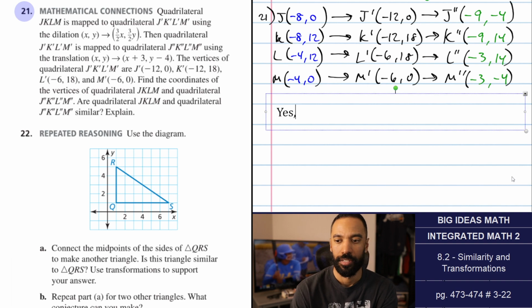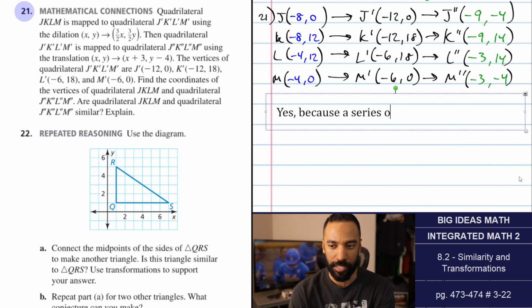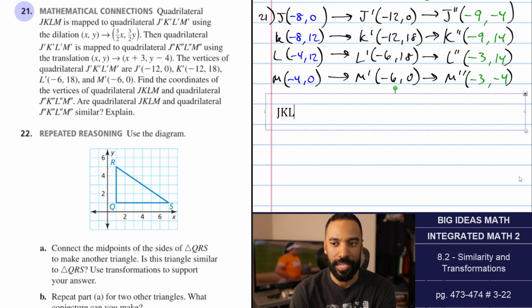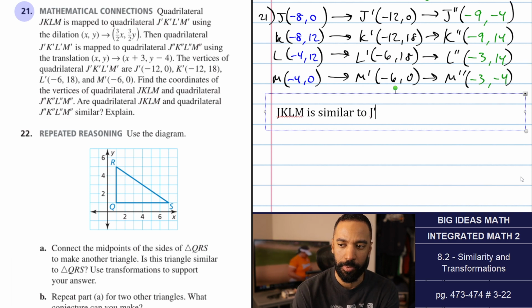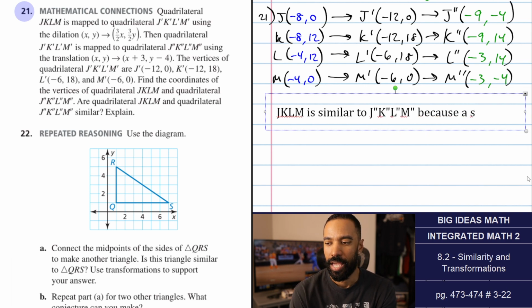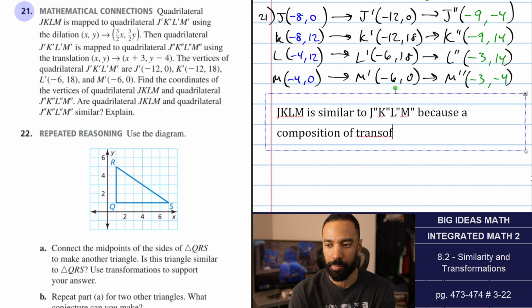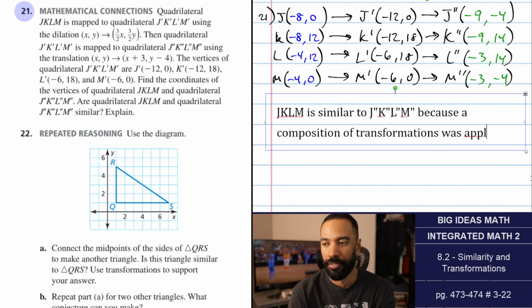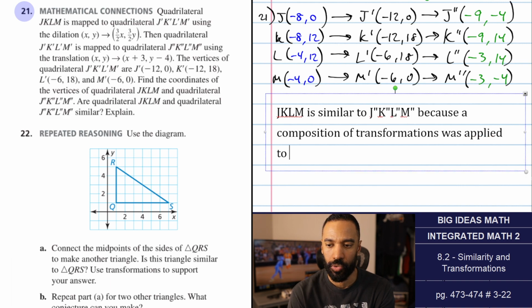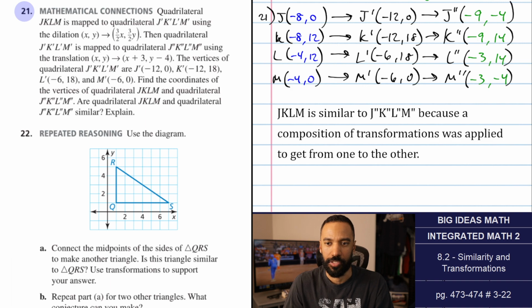But yes, because a series of, yes, JKLM is similar to J double prime, K double prime, L double prime, M double prime, because a composition of transformations was applied to get from one to the other. Is that all we need to find the coordinates? Yeah. Okay, that looks good. Not a proof. And then number 22.